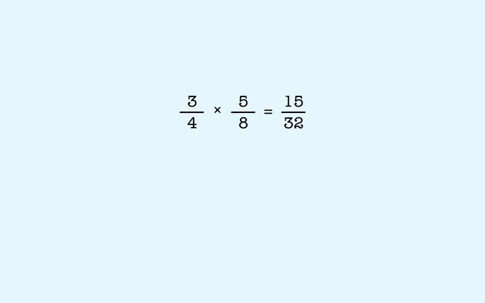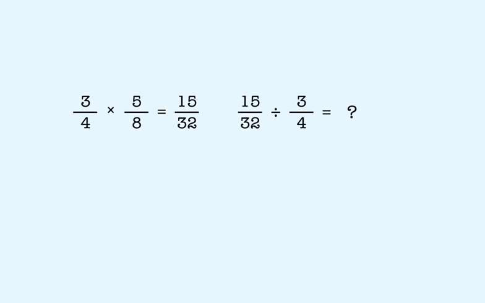Now, let's find the answer to the related division problem. 15/32 divided by 3/4. We multiply 15/32 by the reciprocal of 3/4. We get 60/96. Then rewrite the fraction as 5/8 by dividing both terms by 12. We can check our multiplication statement and see that 5/8 is the correct answer.